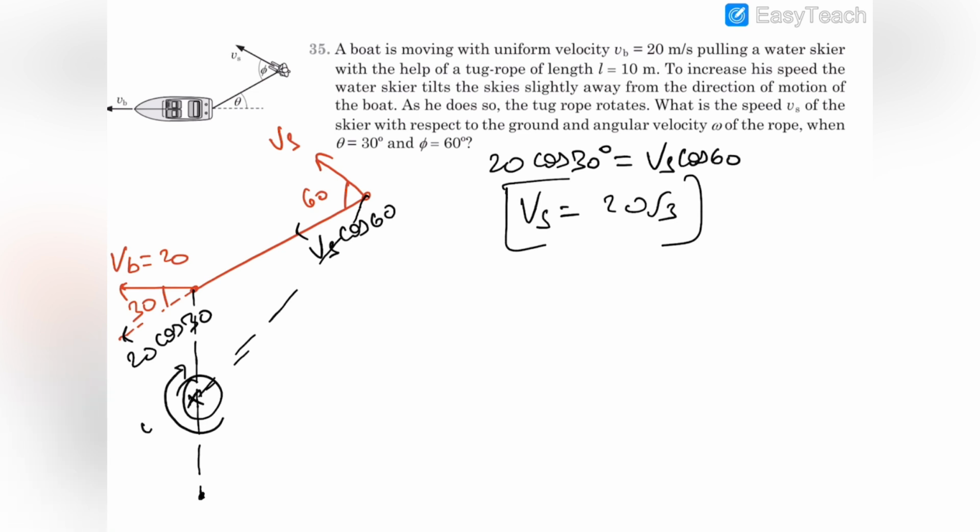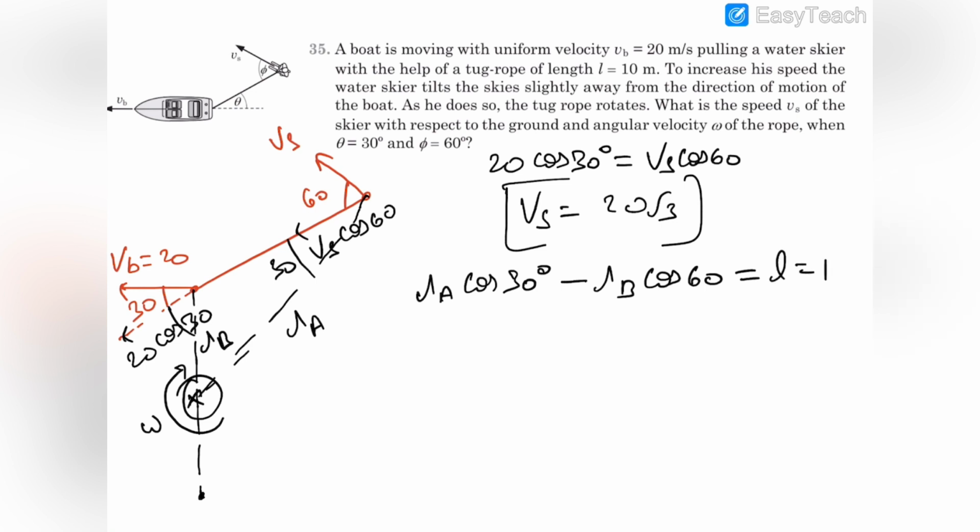So let us suppose that the angular velocity is omega. You can see that this angle would be 30 and this angle would be 60. And let's suppose that this is RA and this is RB. So RA cos 30 and RB cos 60, the difference of these two is equal to L. L is 10.